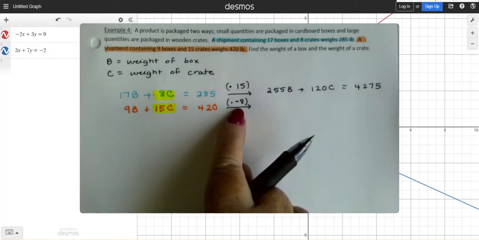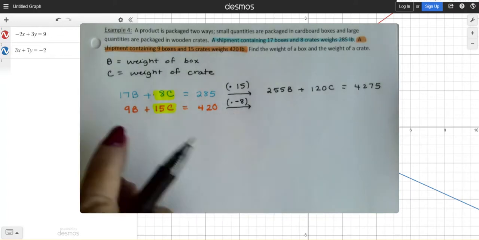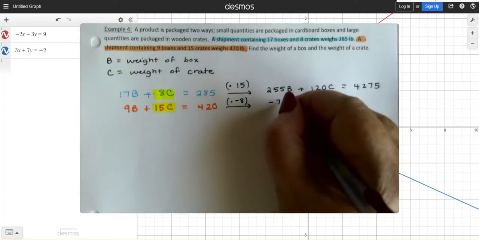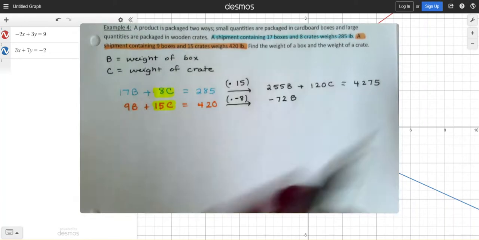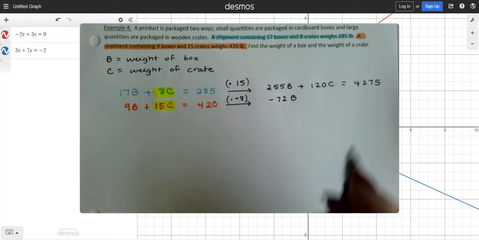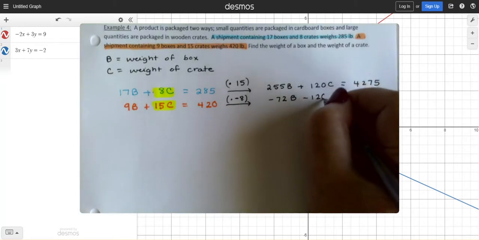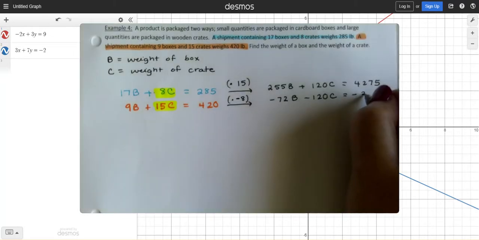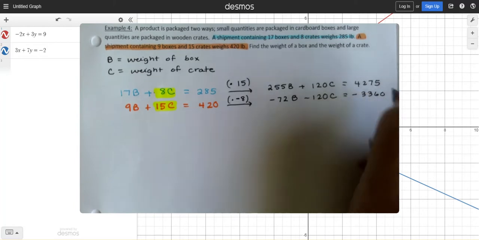Next equation, I'm multiplying by -8. So -8 times 9 is going to give me -72B. 15 times -8 is -120C. And 420 times -8 is -3360.